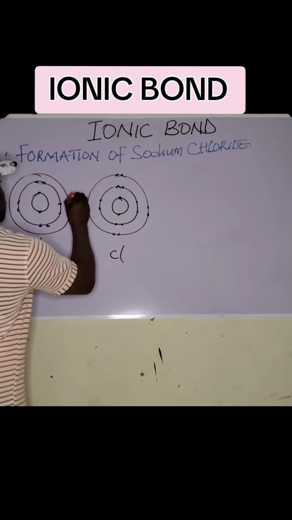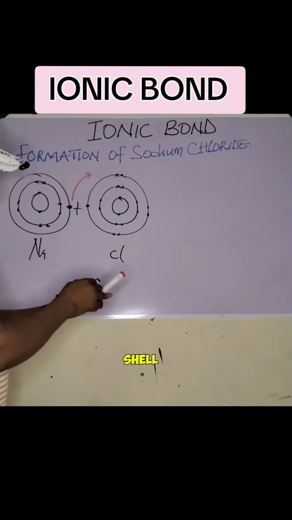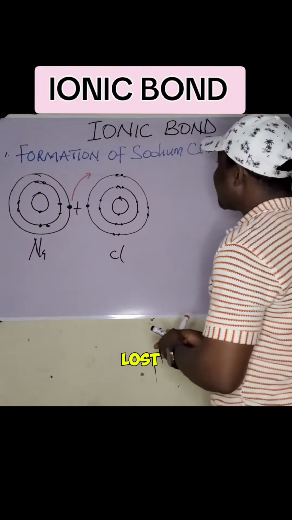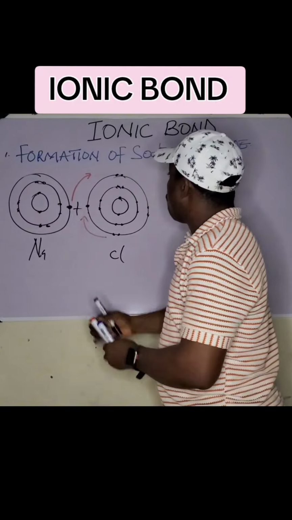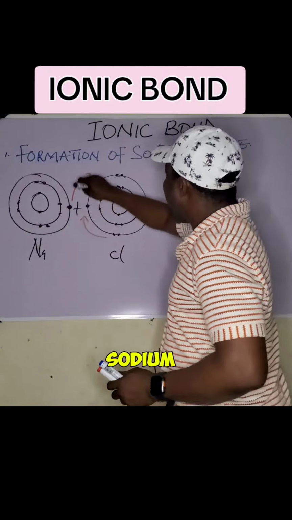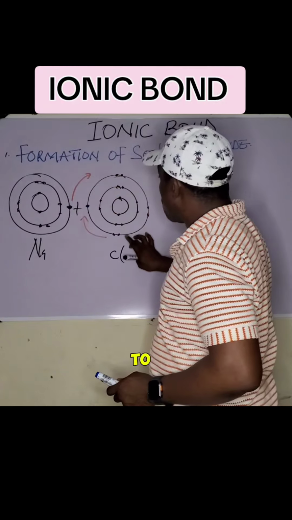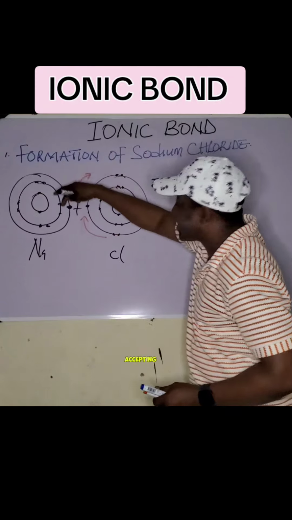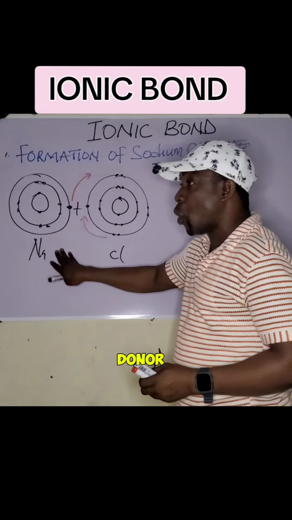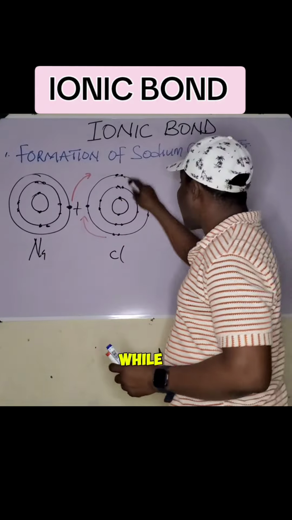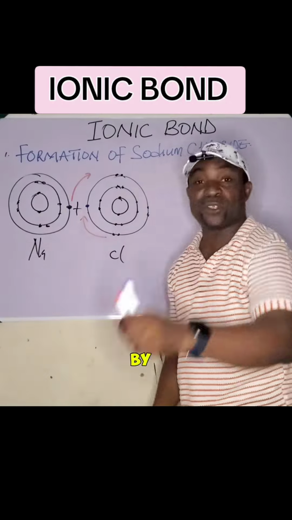In this case, sodium is losing this one electron in the atmosphere. And when sodium lost this one electron from its atmosphere, this electron that sodium is losing is coming to chlorine, which means that chlorine is accepting the lost electron. Here, sodium is a donor of electron, while chlorine is the acceptor of the electron lost by sodium.